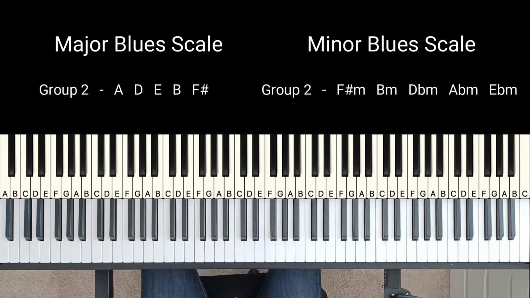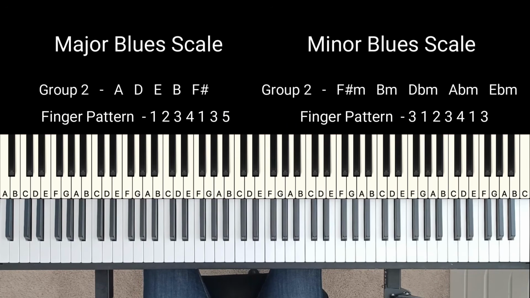And then group 2 for the major scale goes in this order: A, D, E, B, and F sharp. So then for the minor, it'll go in that same order, just with the relative minor key. So it would be F sharp minor, B minor, D flat minor, A flat minor, and E flat minor. And then my finger pattern for the major scale was 1, 2, 3, 4, 1, 3, 5. So again, the minor is going to follow that same finger pattern. You're just starting on the 3 and ending on the 3.